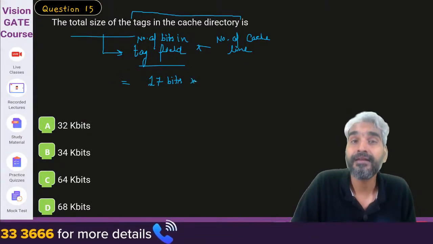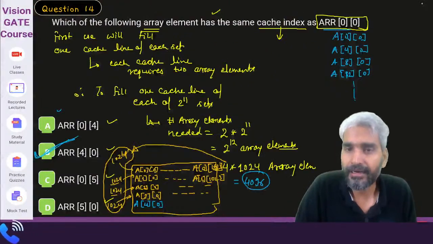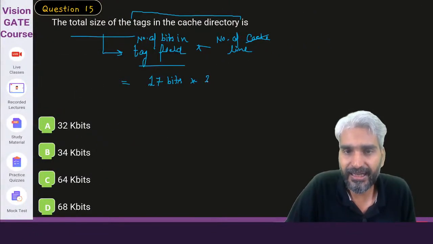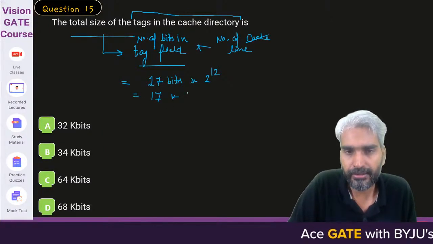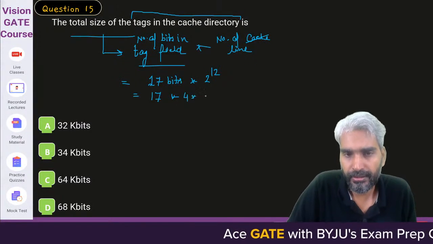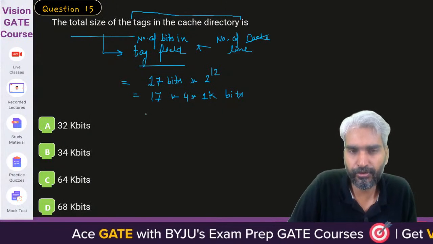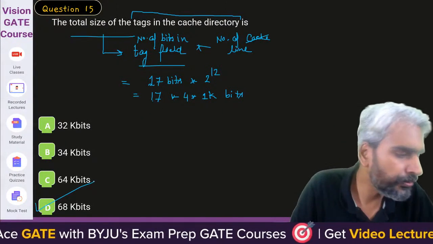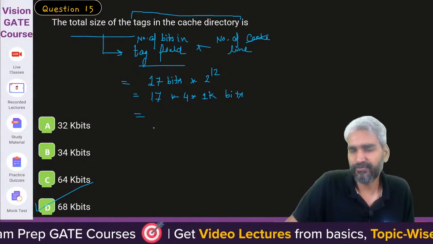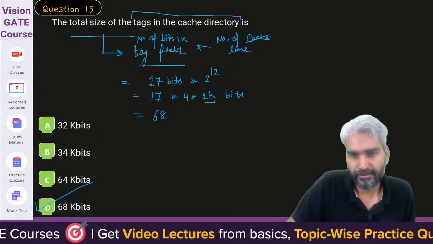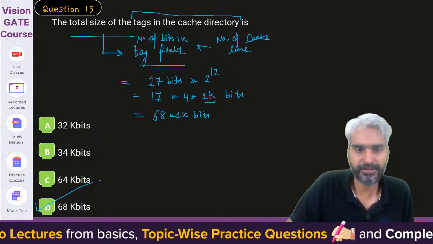And how many cache lines are there? There are 2 raised to the power 12 cache lines. So this is nothing but 17 into 4 into 1k bits. So what will it be? 17 fours are 68. This is 1k, and these are bits. So 68 kilobits, option D.